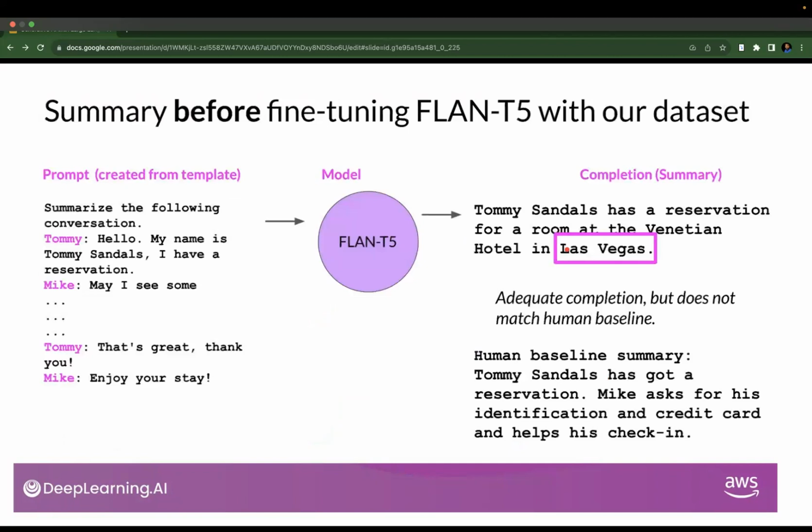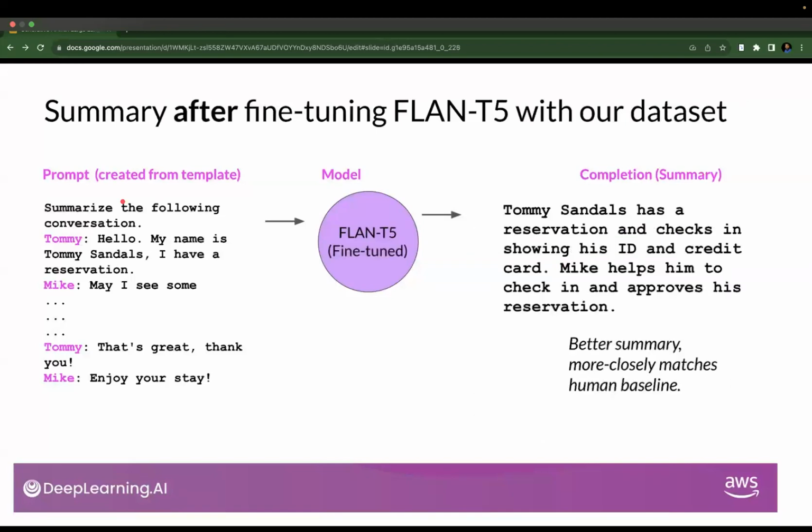So for example, you can take a FLAN model and fine tune it to generate better summaries. If you are not happy with the summaries it is generating, you can fine tune it so that the generated completion, or the generated summary in this case, is closer to what is expected.